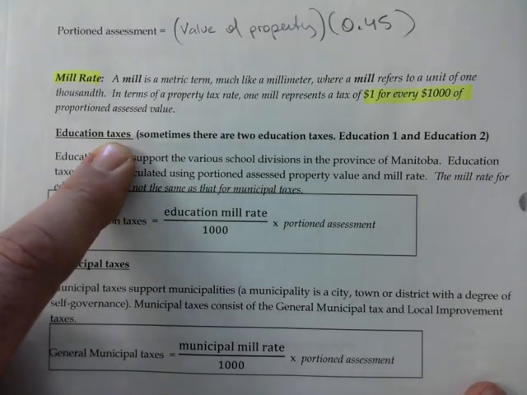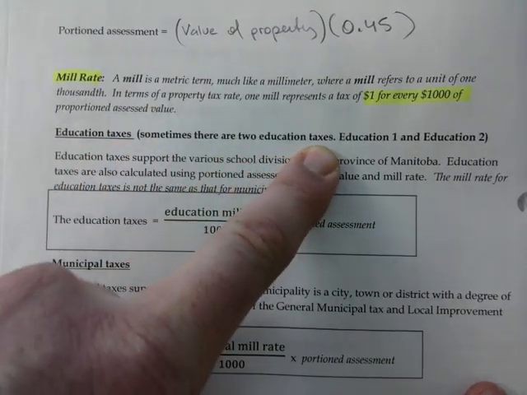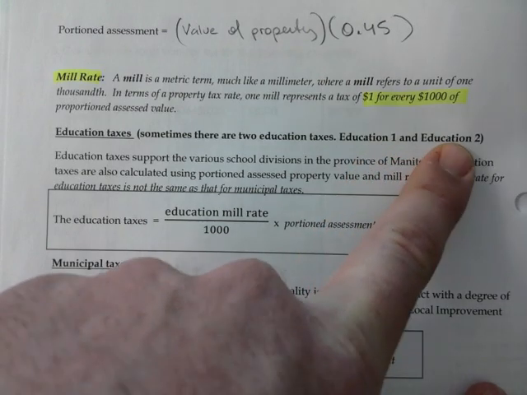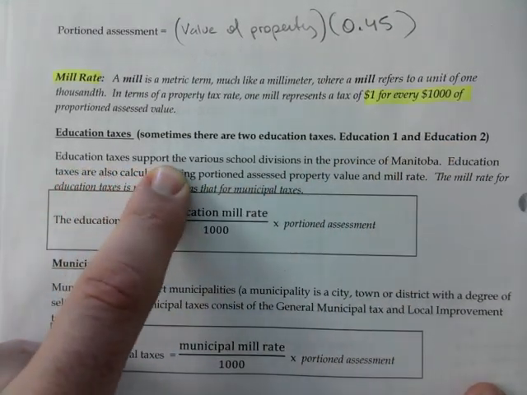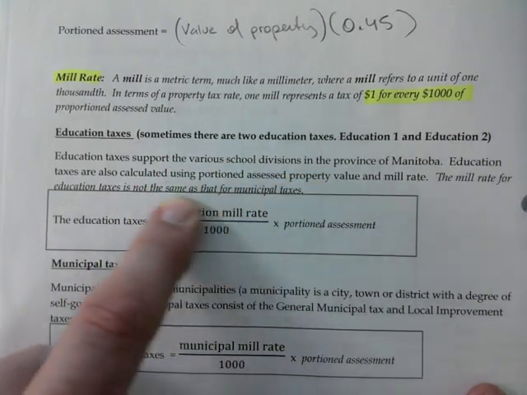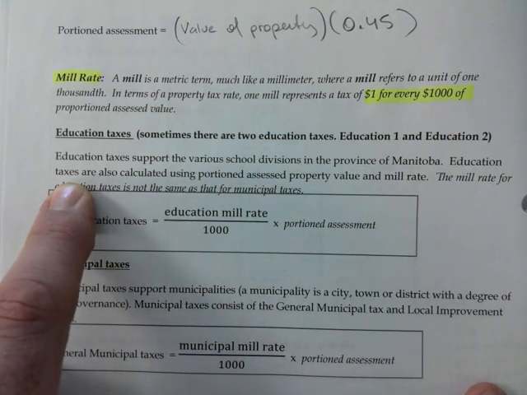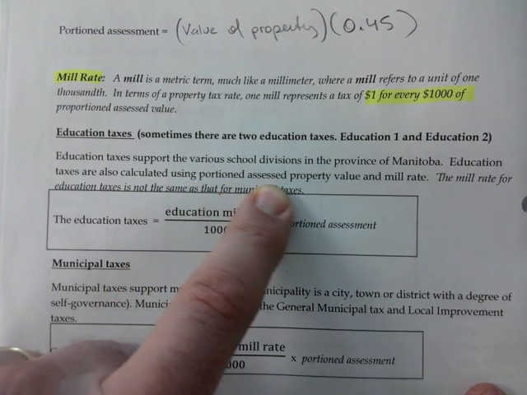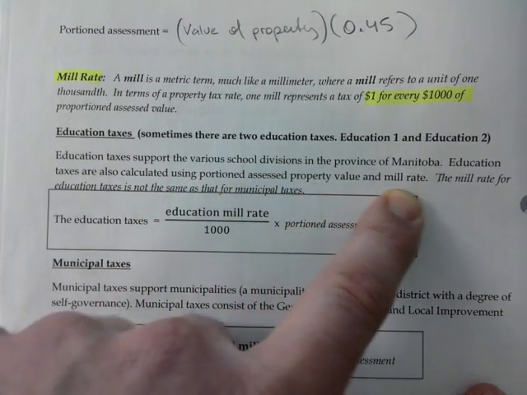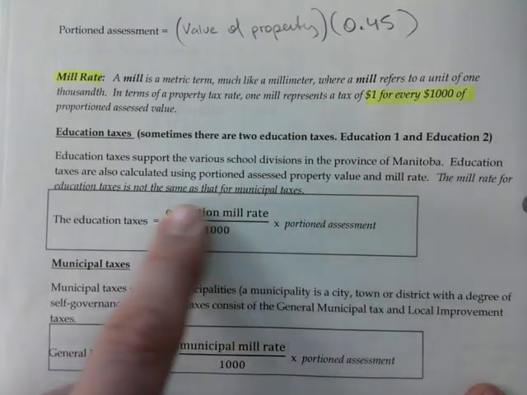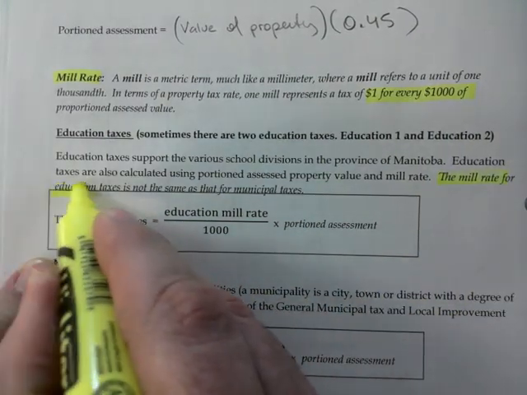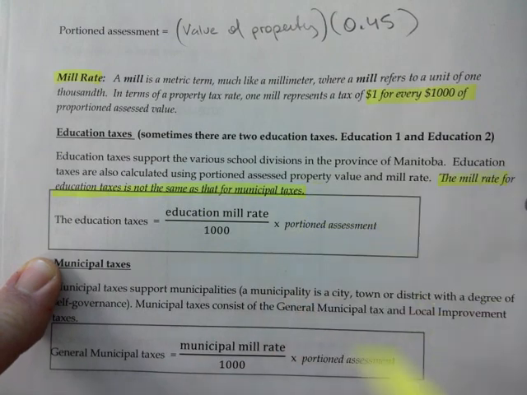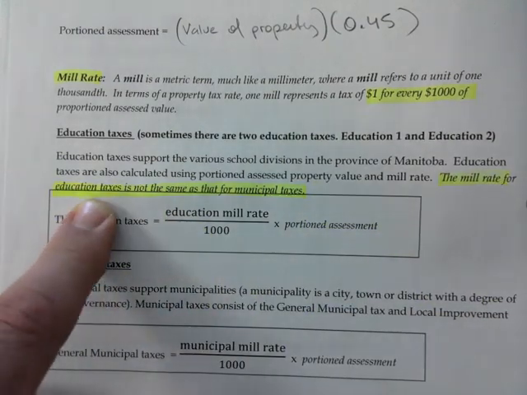Education taxes. Sometimes there are two education taxes. There might be education one, education two. It depends on where you live. Education taxes support the various school divisions, right? Obviously, education taxes are also calculated using the portioned assessed value, and there's a mill rate. Watch this. The mill rate for education taxes is not the same as municipal taxes. They will be different.